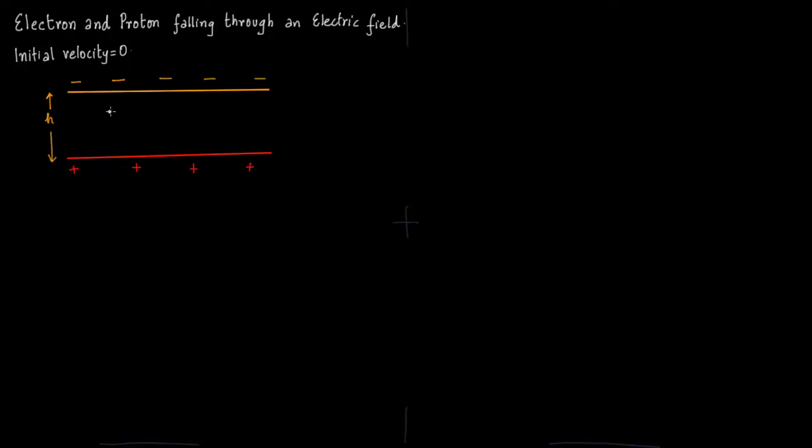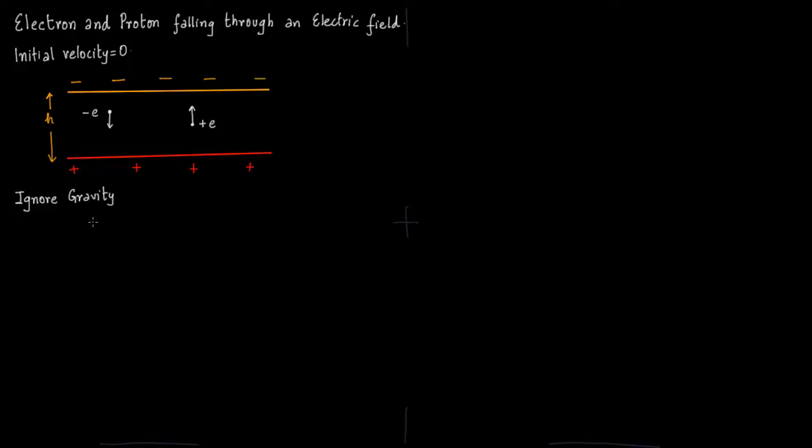So now we cover another example about electric fields. Say you have an electron and a proton and they are falling through an electric field. Minus e denotes the electron, it is going towards the positive plate, and plus e denotes the proton, it is going towards the negative plate.